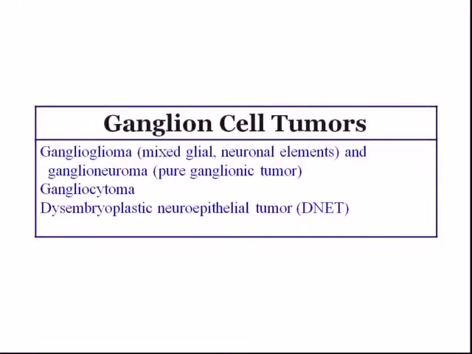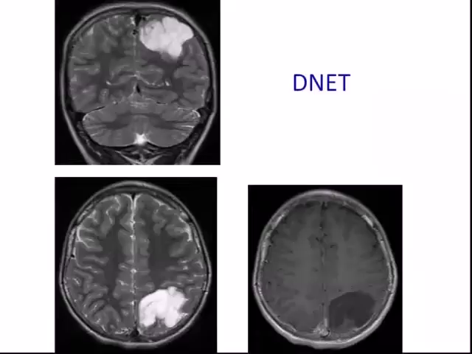I'll briefly talk on some of the ganglion cell tumors, which include DNET and ganglioglioma. This is a classic look for a DNET. It's a well-circumscribed T2 hyperintense lesion, tends to be cortical, can cause some inner table scalloping, and is usually not enhancing.